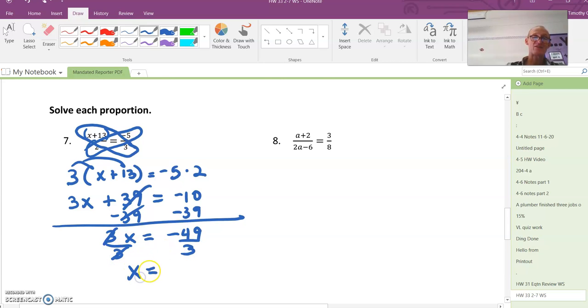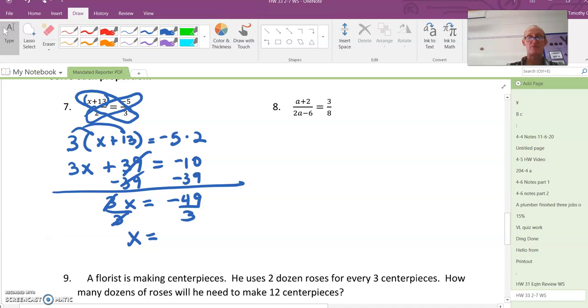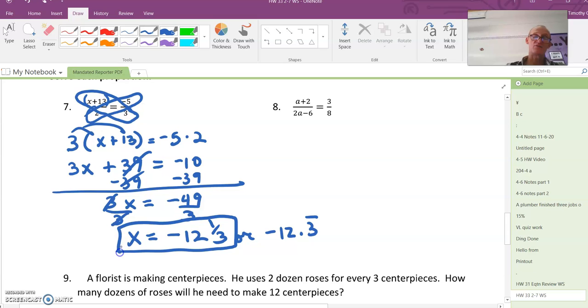and I get x equals, well, negative 49 divided by 3, that's a tough one. But it's actually negative 12 1/3, or negative 12.3 repeating. Okay, so I like negative 12 1/3, but that's just me.